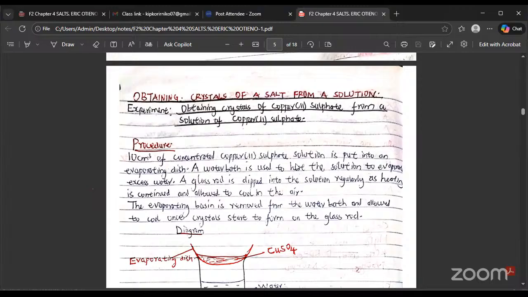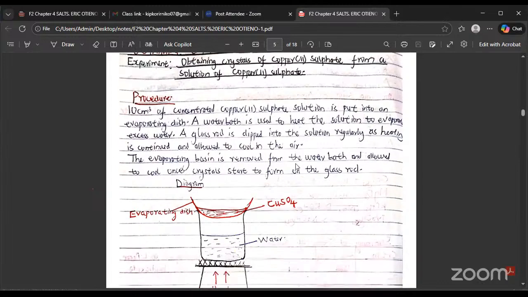So if I taught the class this way, obtaining crystals of copper 2 sulfate from a solution of copper 2 sulfate, that one I normally quote what we did in form 1. There's something that we did in form 1 where you are separating a solution. You're making crystals, or separation of two things where you are boiling, the water evaporates, and then it remains. I normally quote that one.